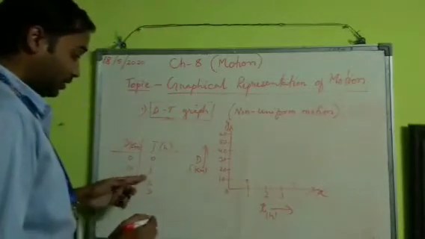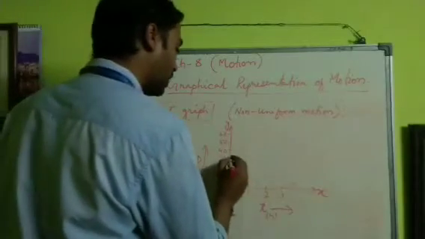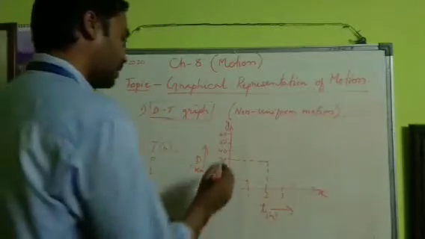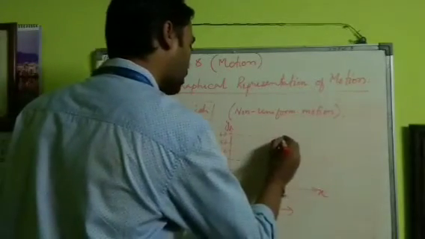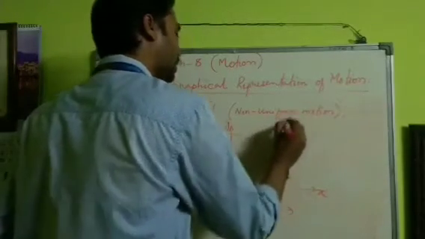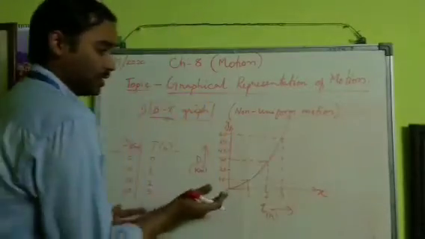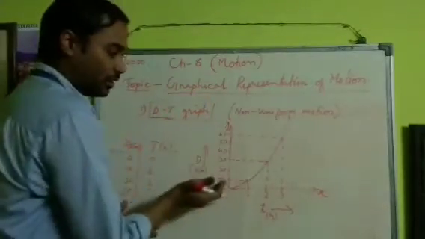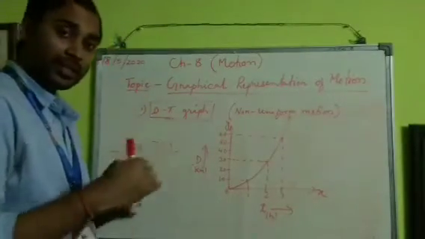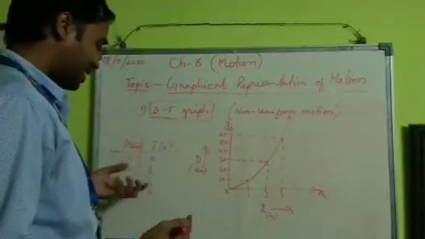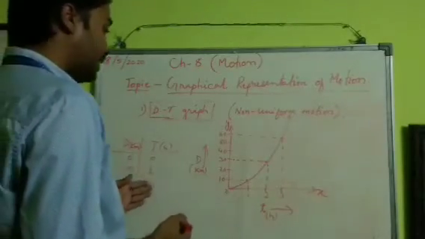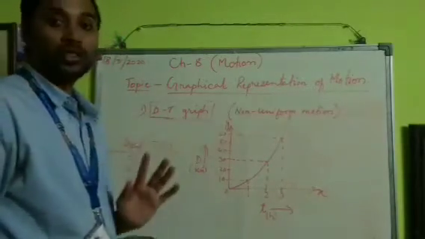Then at the end of 2 hours, distance covered is 30 kilometers. So it is 30. Then at the end of 3 hours, distance covered is what? 60. So if we connect these points, we find that this is not a straight line, rather it is a curve or increasing curve, since the distance covered in every 1 hour is increasing. So here the change in distance is what? Not same. Therefore we can say this is a distance time graph for non-uniform motion.